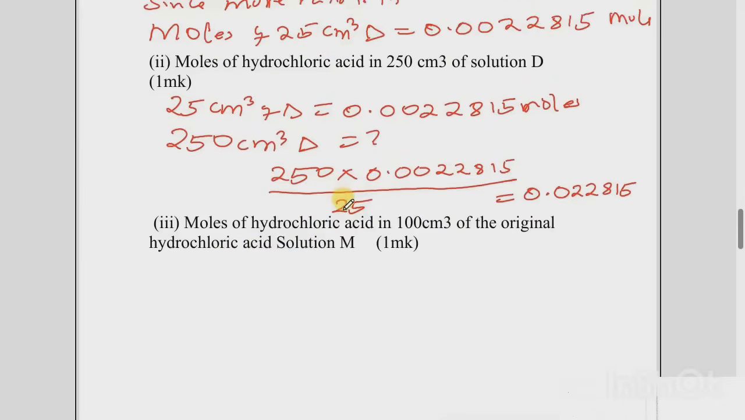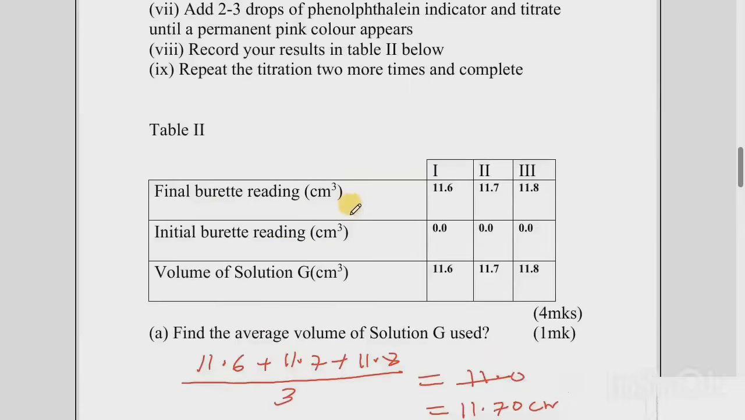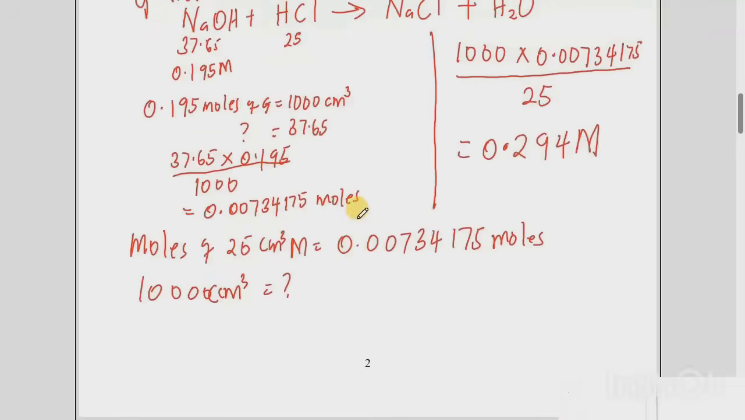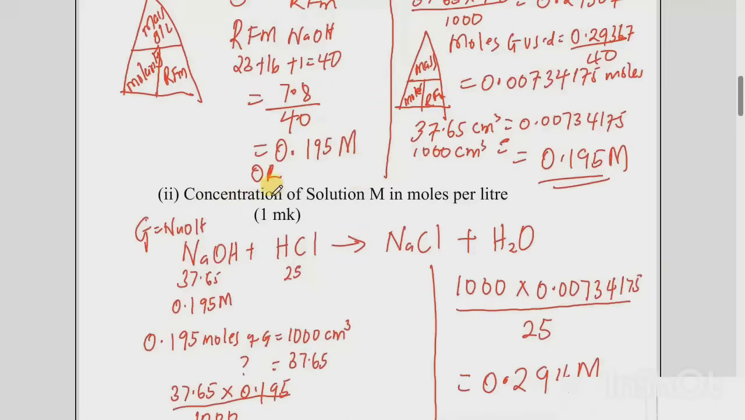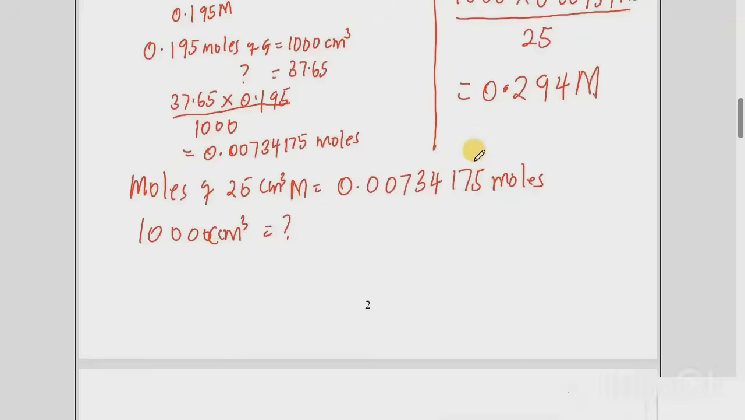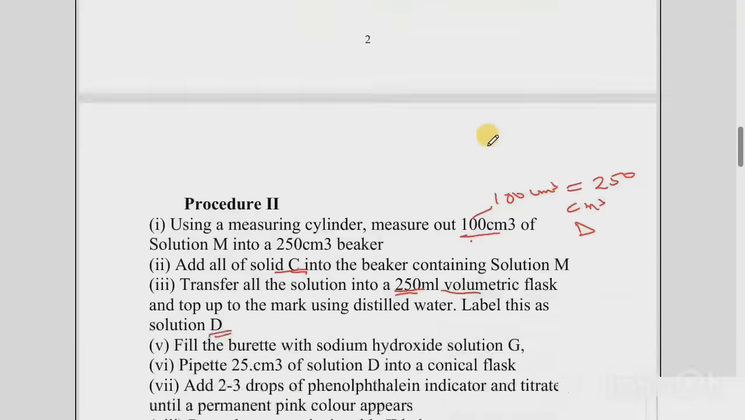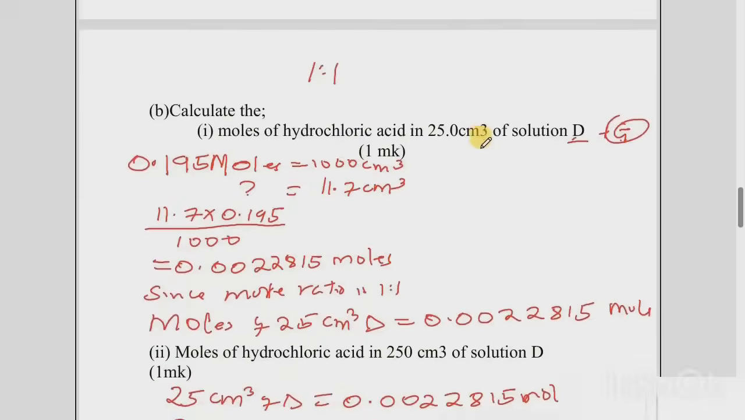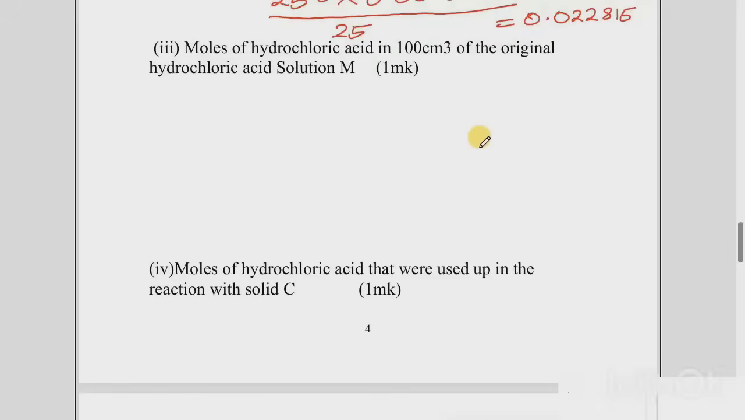So original, remember, you need to refer back. We did the molarity of solution M, original. So we had the molarity. Molarity is 0.294. And remember, molarity is the number of moles in 1000. So we have the molarity of solution M.